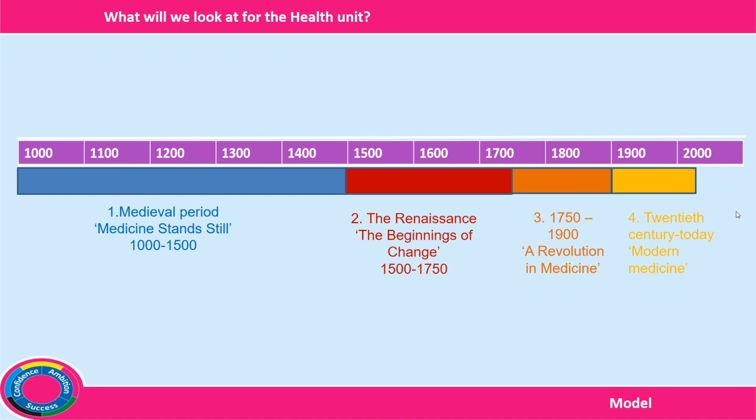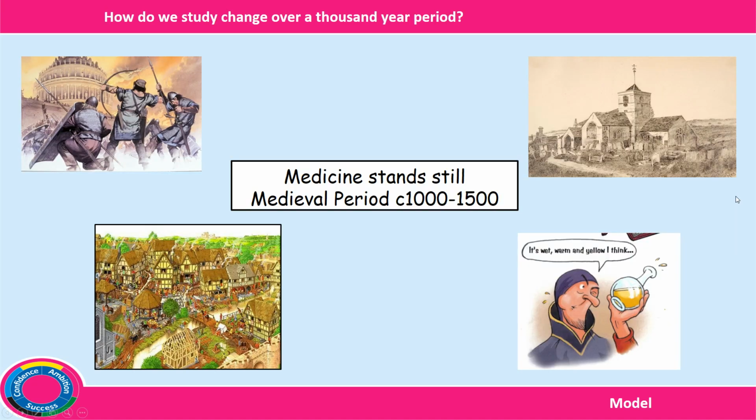So we need to understand the bigger picture, spot themes and patterns, as well as being able to give details and examples. Now, as you can see from this timeline, our course is divided into 4 sections. So section 1 is known as Medicine Stands Still. So this is in effect the medieval period up to about 1500.